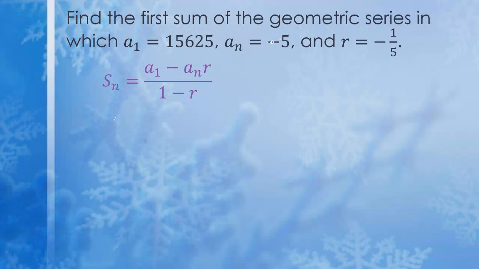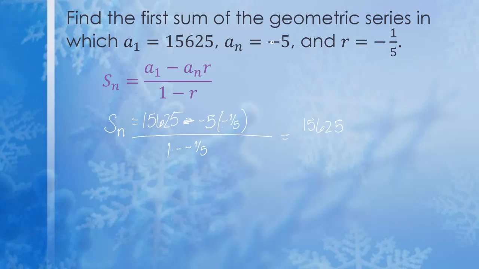So we want to find the sum. Okay, so let's start with that. S sub n. We know that our first term is 15,625 minus, and our a sub n term is -5 times r, which is -1/5, over 1 minus r, which is -1/5. So now I've kind of put everything into this formula. And then I want to just evaluate it. So let's start with the top, and we're going to take -5 times -1/5, which is +1.